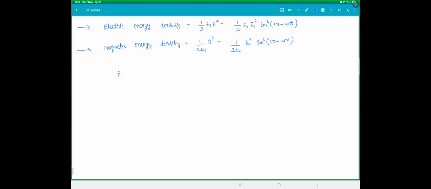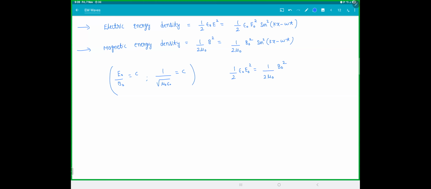Now, if you use the formula C naught by B naught is equal to C, and 1 by root mu naught epsilon is equal to C, you will notice after simplifying this, half epsilon E naught square is equal to 1 by 2 mu naught B naught square.